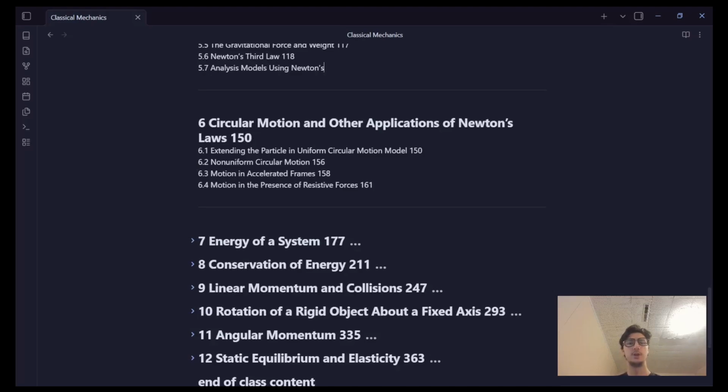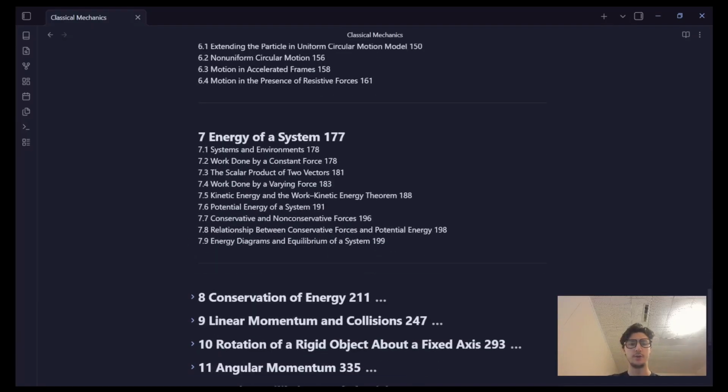Let's see, chapter 6. Extending the particle in uniform circular motion model, non-uniform circular motion, motion in accelerated frames, motion in the presence of a resistive force. Cool. Energy of a system. This is the last thing that you will learn before the midterm, I believe.